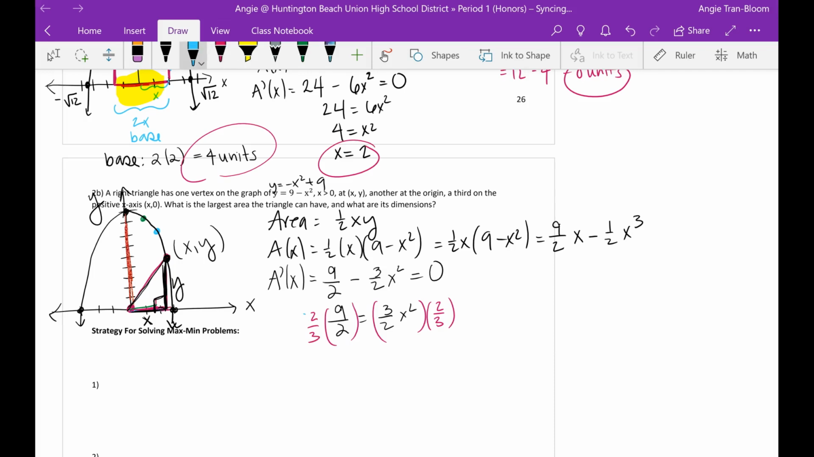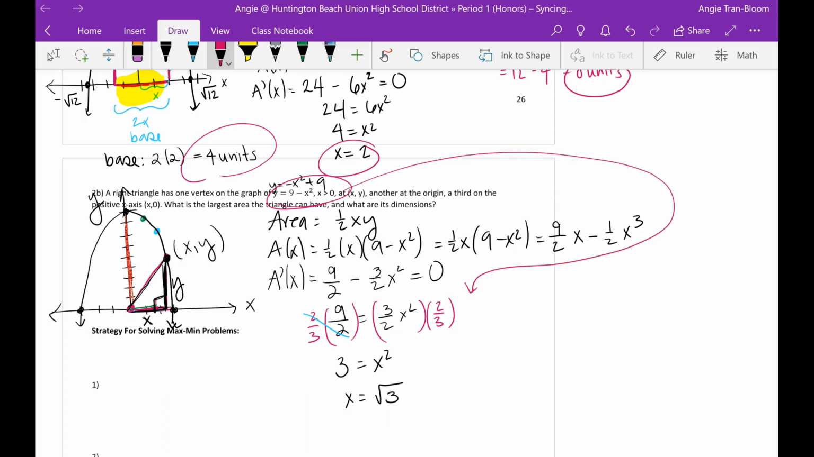So as you can see, the 2's are going to cancel. The 9 divided by 3 will reduce down to 3. So 3 equals x squared. So x equals positive or negative rad 3. But again, I'm on the positive side, so I'm going to pick positive rad 3. So that's my x location. That's my base. Now I'm just going to plug it back into the y equation, which y is already given to you. So I'm going to use that.